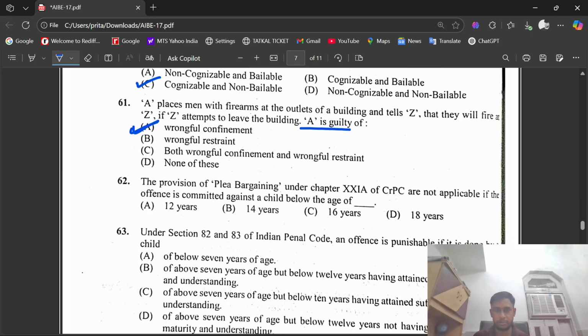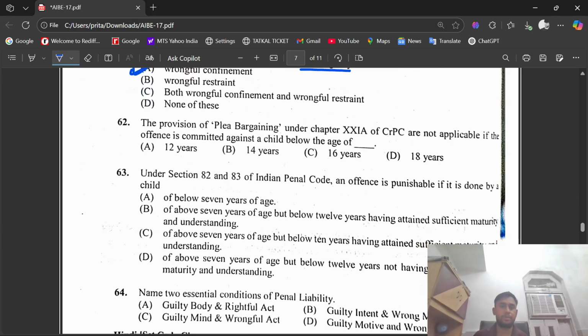Next question is question number 62. The provision of plea bargaining under chapter 21A of CRPC are not applicable if the offense is committed against a child below the age of: the options we have are 12 years, 14 years, 16 years, and 18 years. And the right option is option B, that is 14 years.